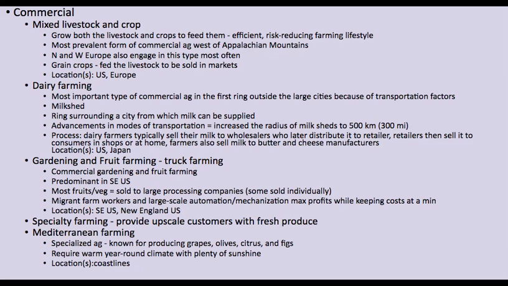Dairy farming. Again, this is the most important type of commercial agriculture in the first ring outside of large cities. That should sound sort of familiar because we'll talk about Von Thünen later. This first ring, or this area where milk can be properly given to the consumer in an appropriate amount of time, that space is the milk shed. The ring surrounding a city where milk can be supplied without going bad. There's been a lot of advancements in modes of transportation, so milk sheds have gotten a lot bigger over time.